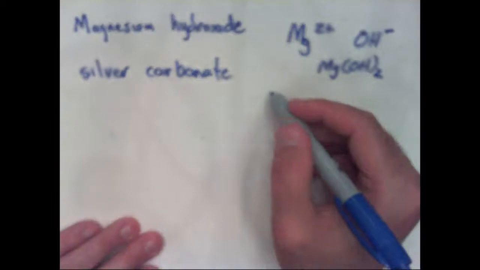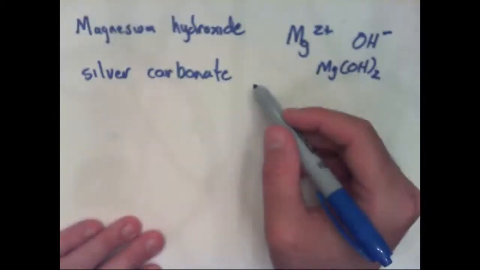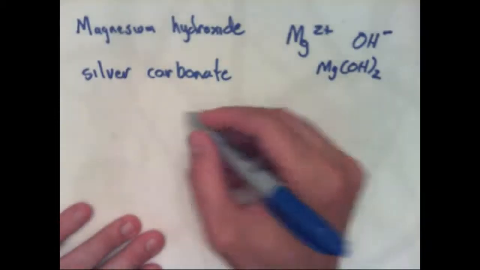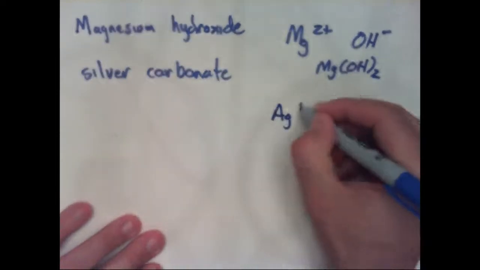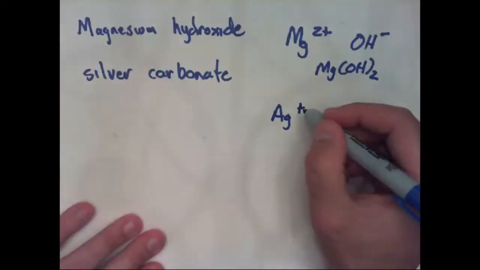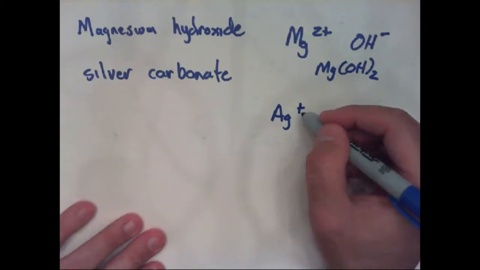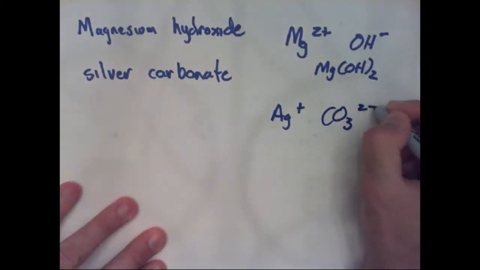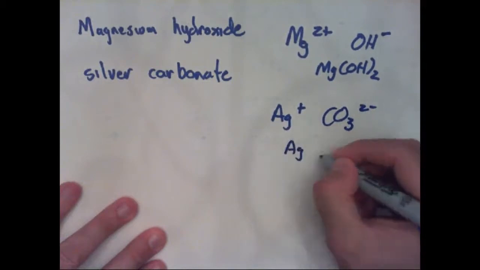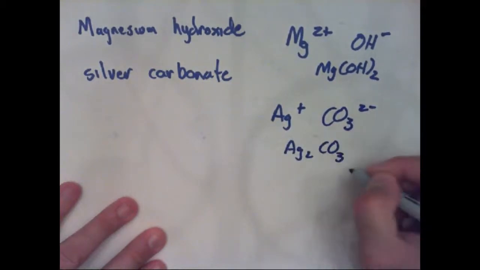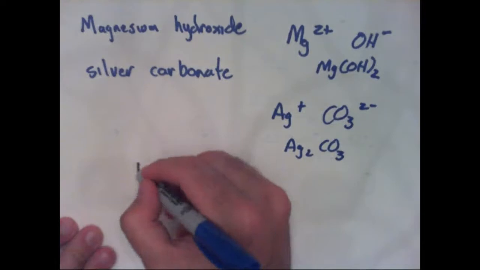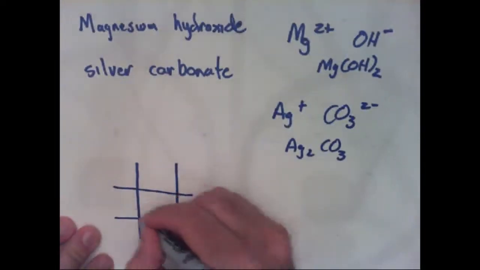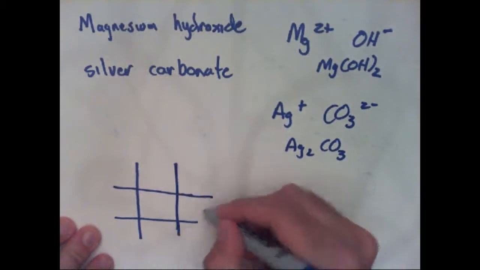Okay. So now silver carbonate. Silver carbonate, that's Ag plus. Remember, silver is a special transition metal whose charge is only 1 plus. Carbonate is CO3 2 minus, so that's going to be Ag2CO3. Now, in order to predict the products, we're going to make our little Punnett square or tic-tac-toe board, whichever one you wish to call it.